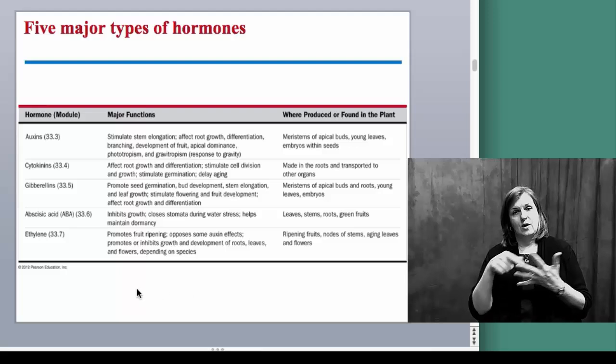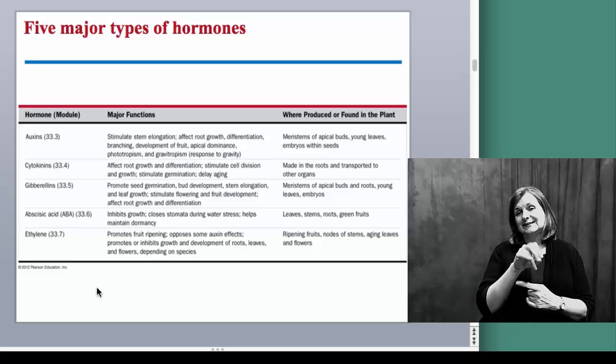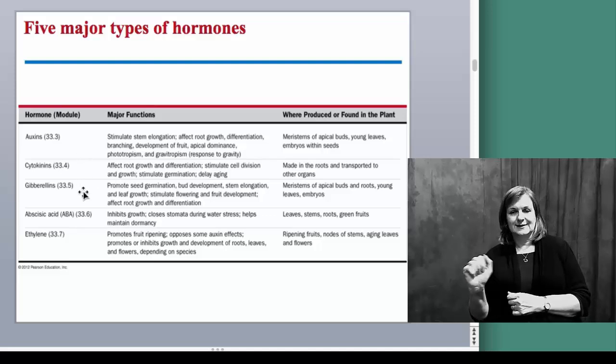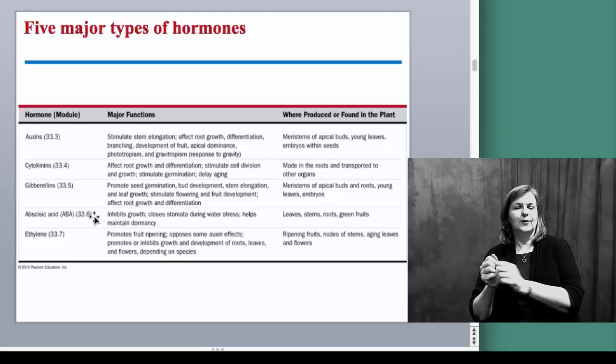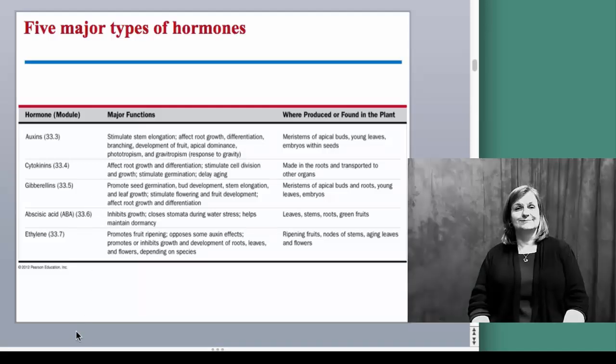The others will act as what we call agonistic hormones or antagonistic hormones. We look at the auxins and cytokinins kind of working together, and then we'll look at gibberellin and ABA as kind of working together, and that'll be in more detail in the next video.